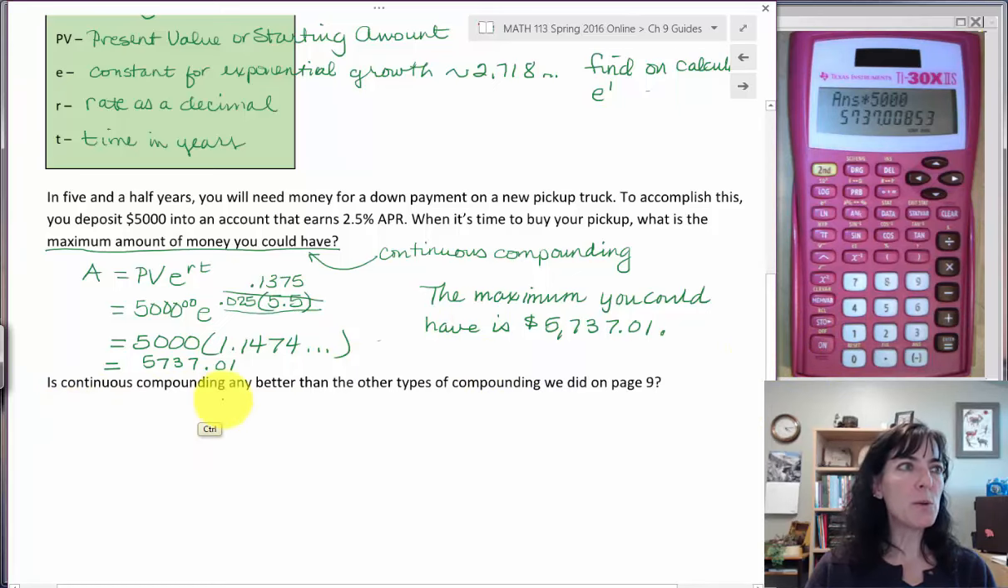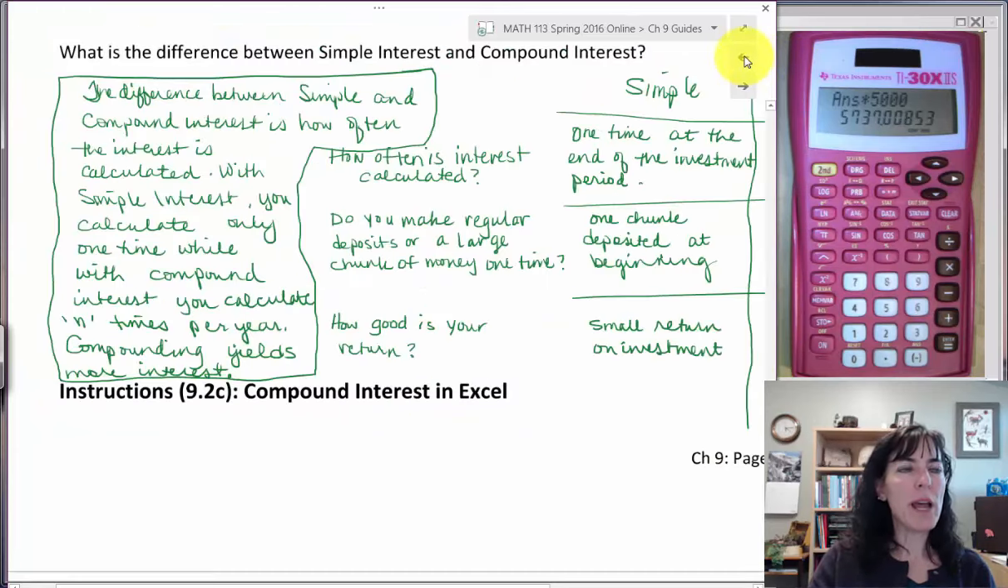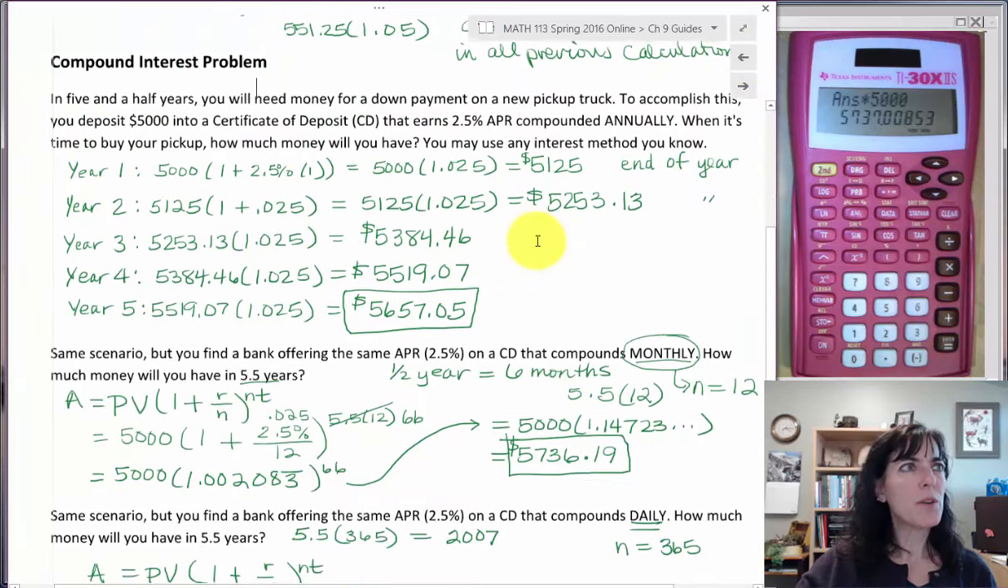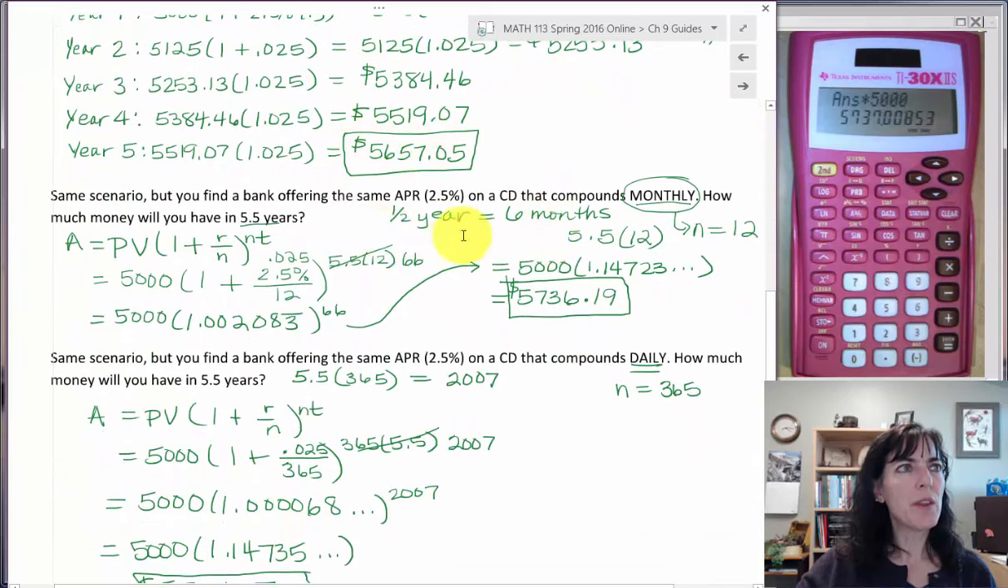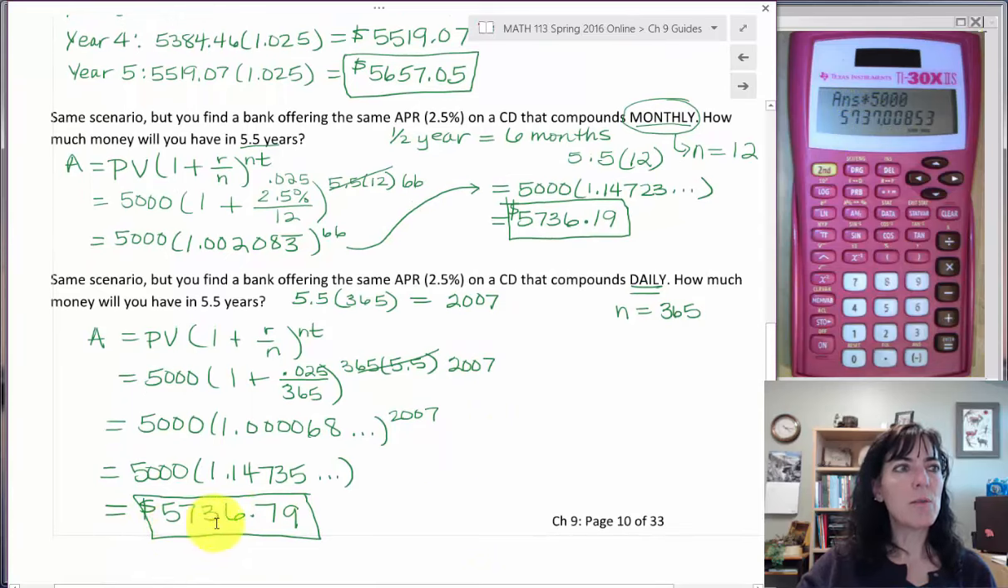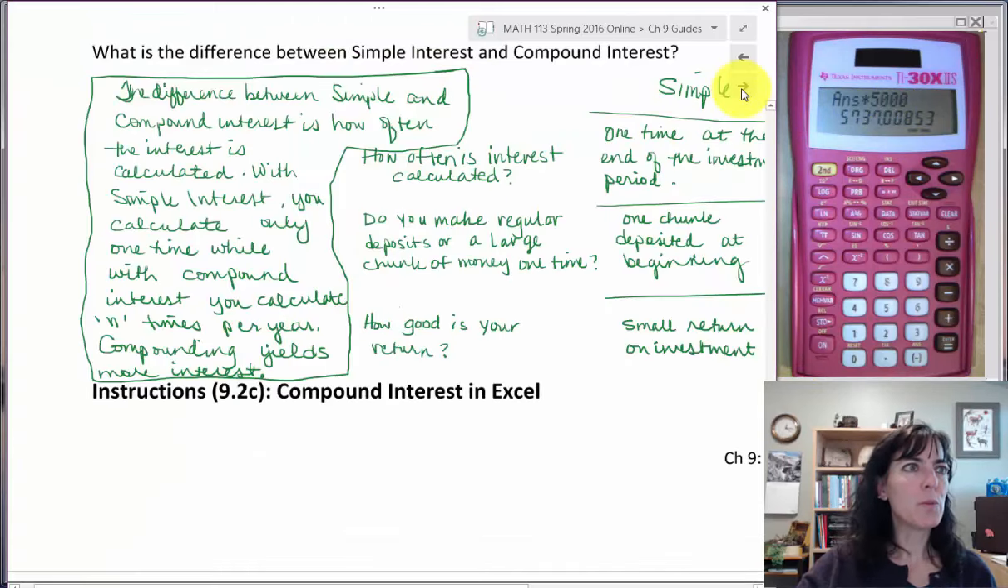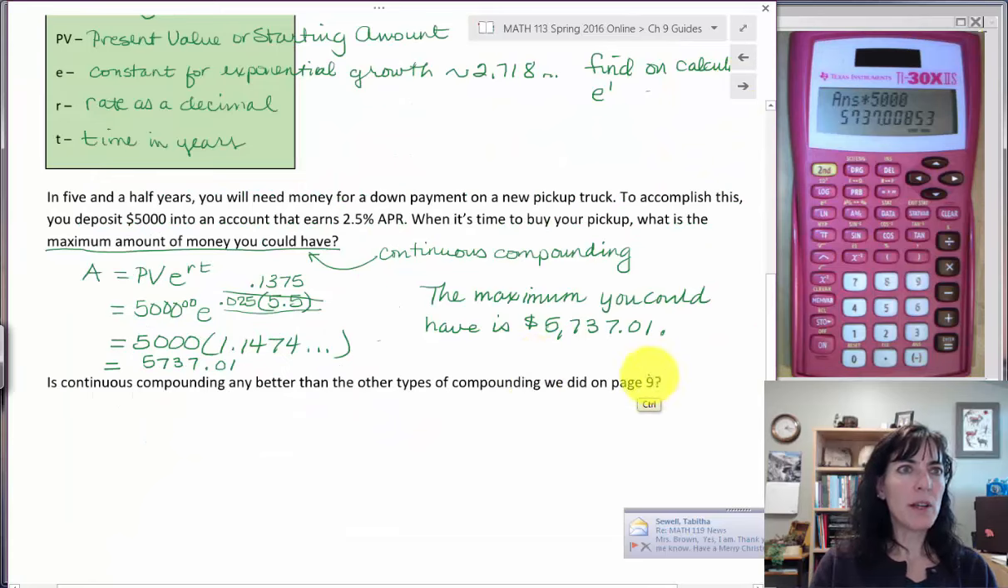So the question is, is continuous compounding any better than the other types of compounding we did on page 9? So let's go back. All right, so for the 5.5 years, with the monthly compounding, we're getting $5,736.19, so it's just slightly less, and then $5,736.79, so it's just barely more than what we're getting with the continuous compounding. So we can say that here, and this is supposed to be page 10.